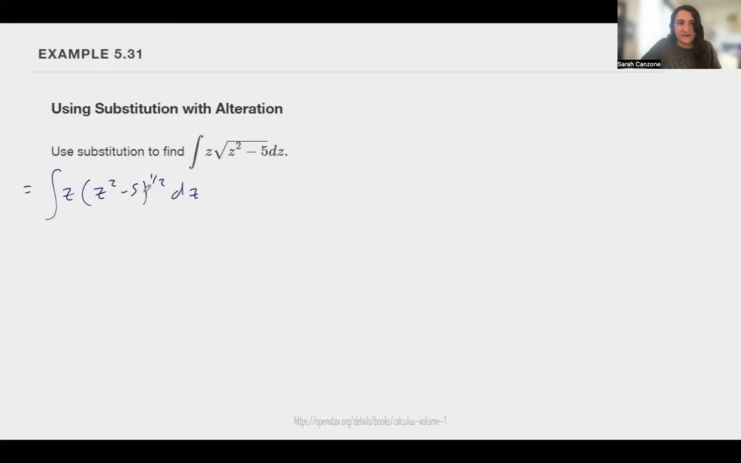No, you can't. You can't distribute a 1/2 into this. There's no way of doing that. So we can't use our typical rules to find this integral, which means that we're probably going to want to see if u sub applies.